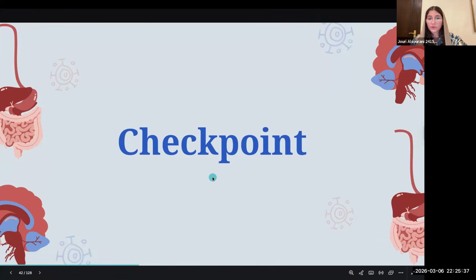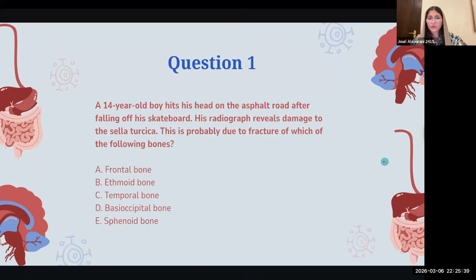Now I just have a few questions for you guys. Question number 1. We have a 14-year-old boy who hit his head on an asphalt road after falling off his skateboard. His radiograph reveals damage to the sella turcica. This is probably due to fracture of which of the following bones? So there's damage in the sella turcica, and this is which bone? Yes, correct. The sphenoid bone.